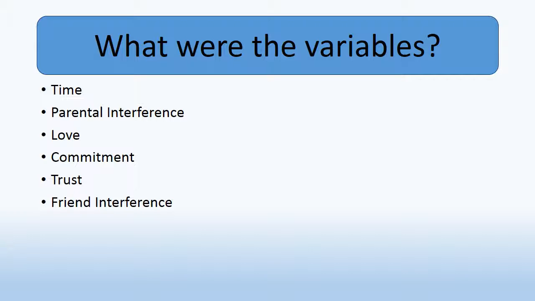The first had to do with time, and this one was really quite simple. They just wanted to know if there's a correlation between the results of the original study and their results, because we want to see, okay, do these 2 studies match up? The next was parental interference, and this was a key one.